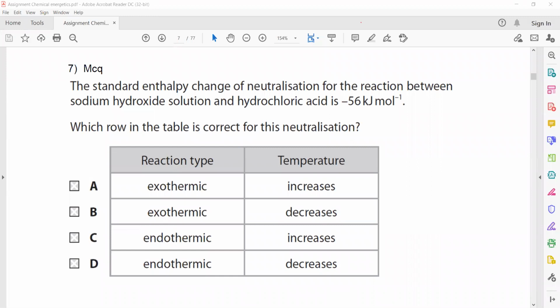In question 7, the standard enthalpy change of neutralization for the reaction between sodium hydroxide and hydrochloric acid is minus. So it means the reaction is exothermic, so either A will be the answer or B. And for exothermic reactions, what happens? The temperature rises or increases, so it will be A.